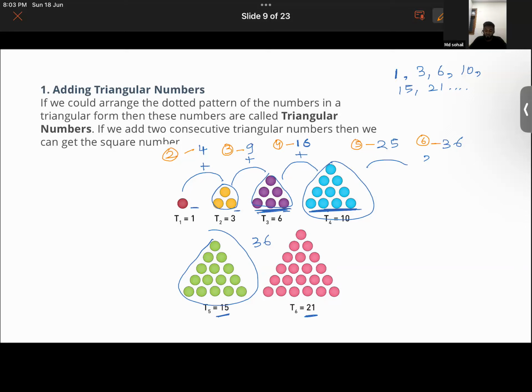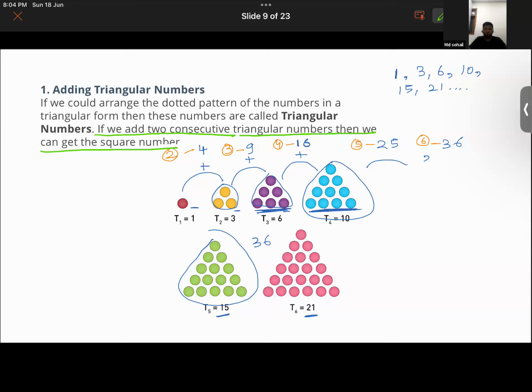Okay, what did I say? If we add two consecutive triangular numbers, then we can get a square number. Remember this property. This is very important. So Ahmed, what does the property say? If we add two consecutive triangular numbers, then we can get a square number.